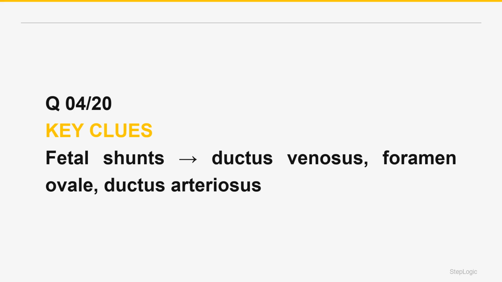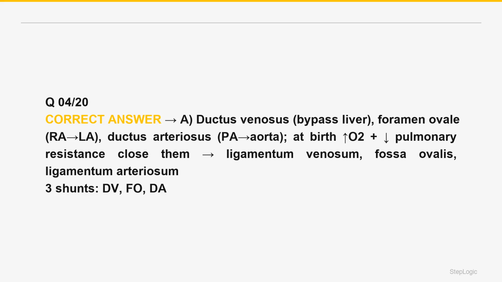Fetal circulation uses three shunts to bypass the non-functioning liver and lungs, directing oxygenated placental blood to the body. Oxygenated blood travels from the placenta in the umbilical vein. The ductus venosus shunts most of it past the liver directly into the inferior vena cava. In the heart, the foramen ovale allows blood to pass from the right atrium to the left atrium, bypassing the lungs. And the ductus arteriosus shunts blood from the pulmonary artery to the aorta, again bypassing the high-resistance fetal lungs.